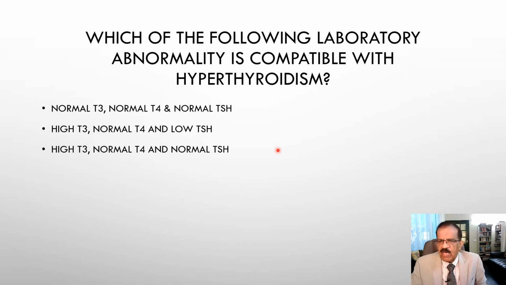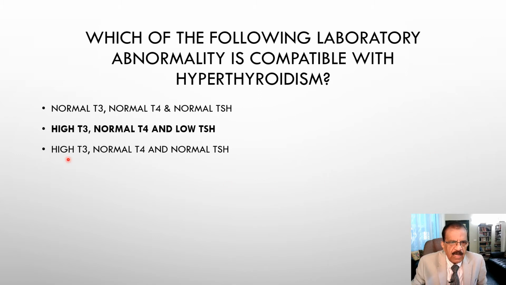Which one you think is most compatible with the diagnosis of hyperthyroidism? None is actually very typical, because in typical case we expect T3, T4 both to be elevated and TSH to be reduced. This is a relatively atypical case, but which of the three is, in your opinion, compatible with the diagnosis of hyperthyroidism? High T3, normal T4 and low TSH.